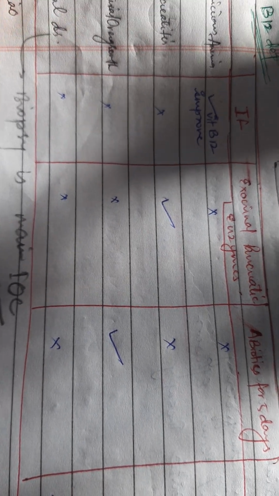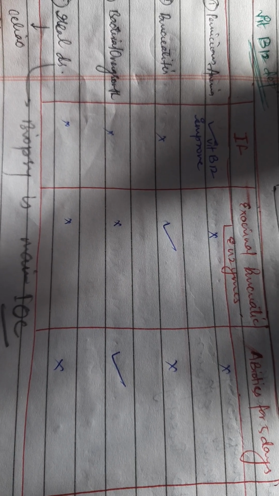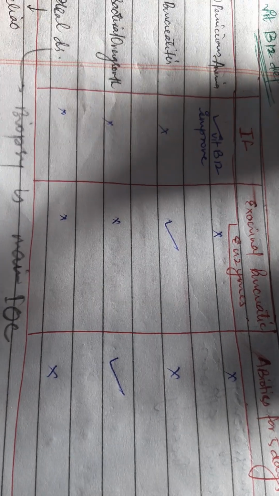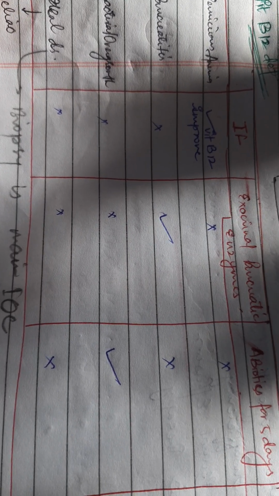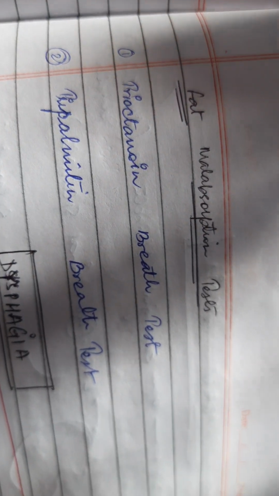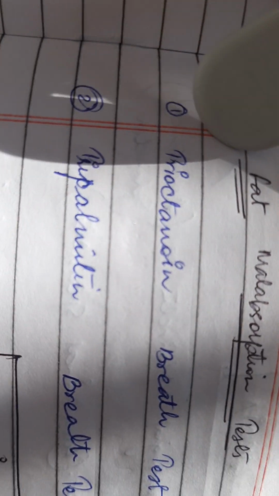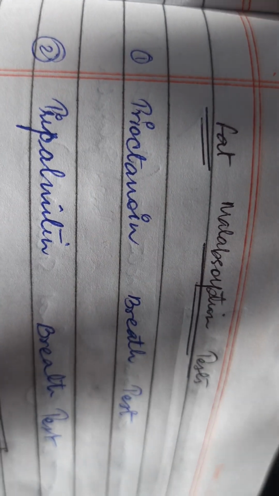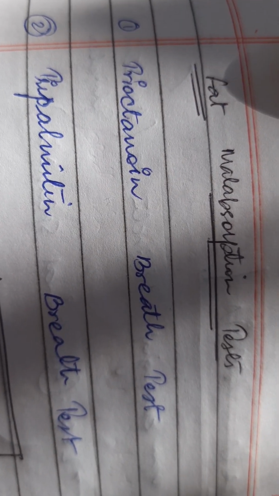If still it does not come, then we can diagnose it as celiac disease. For celiac disease, by the way, biopsy is the main investigation of choice. Fat malabsorption tests are these two, we just have to learn these: triacetin breath test and tripalmitin breath test.